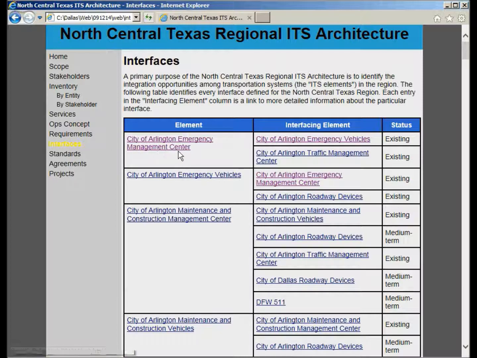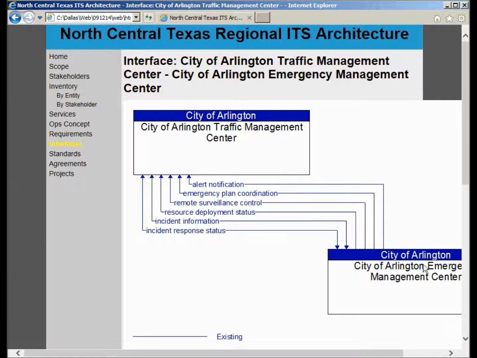The Interfaces button shows how each element is connected to other elements. Again, by clicking on these inventory element items, you can see how they are connected to other systems. It shows which direction information flows and what types of information flow.